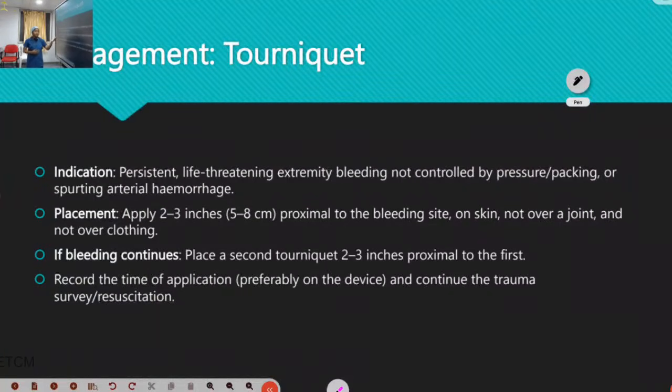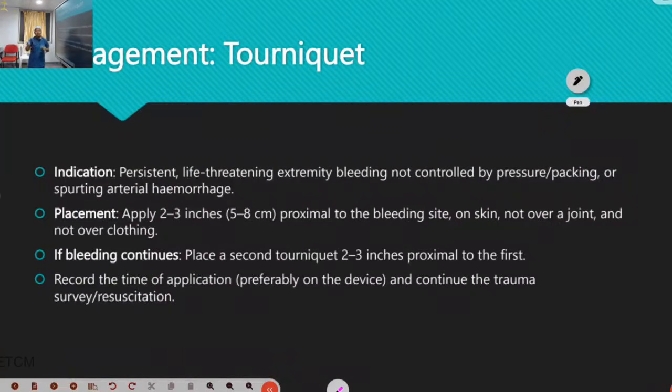So if the bleeding continues, we have to place a second tourniquet 2 to 3 inches proximal to the first. And we need to record the time of application. Usually the tourniquet we use to control hemorrhage in the pre-hospital setup will have a time tag, so we can note down the time.